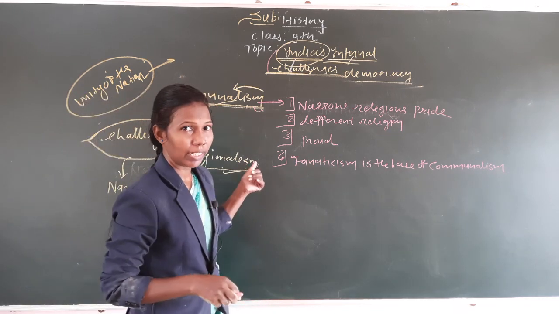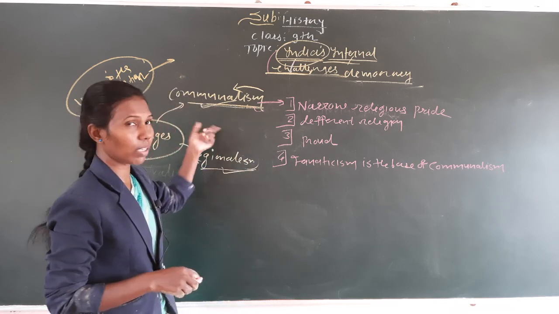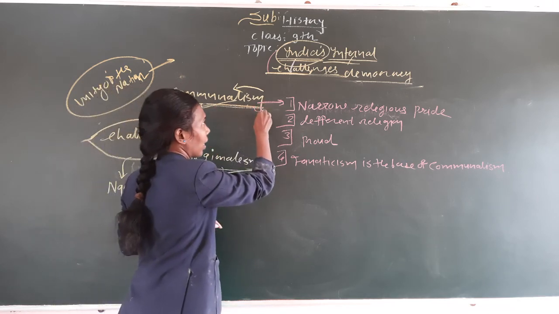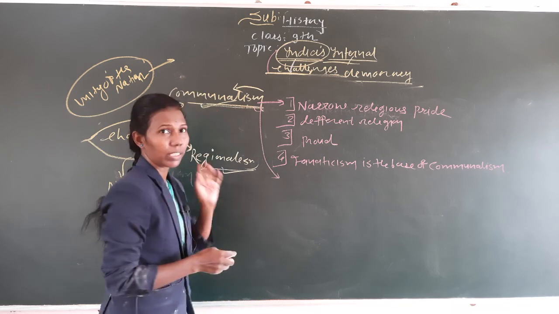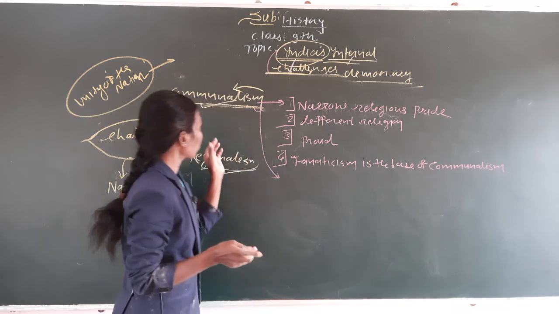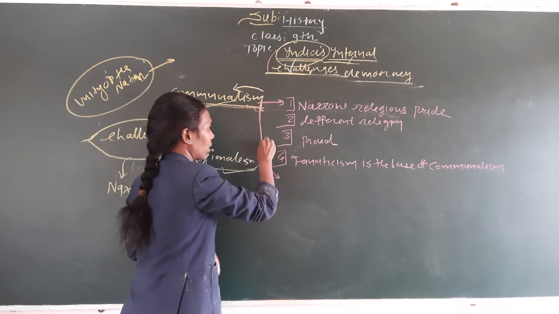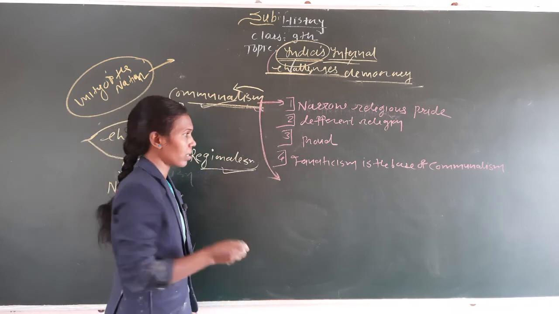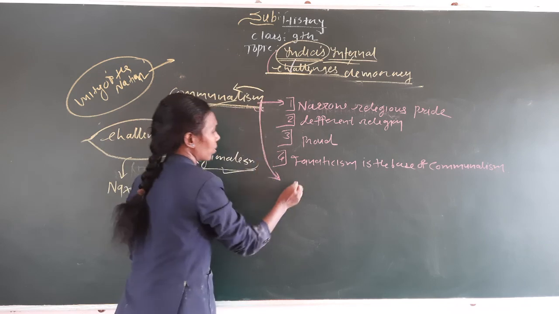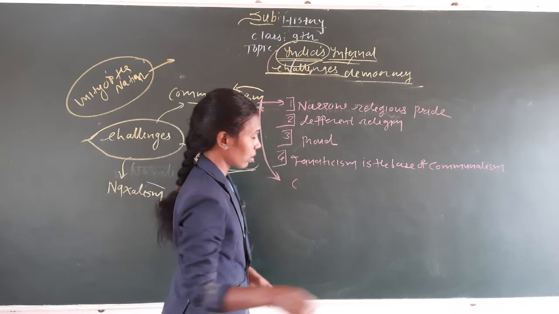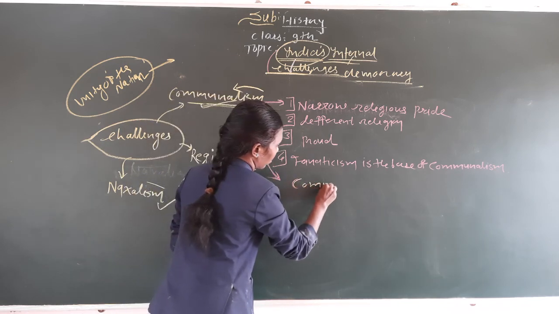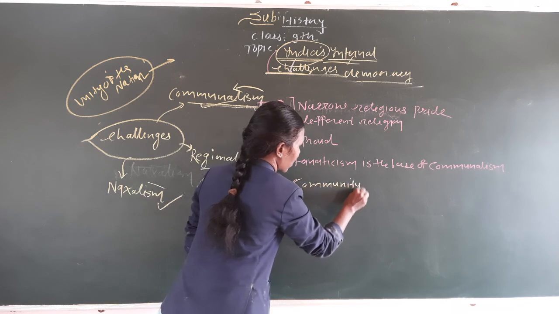We are getting the idea about what is known as communalism. While we learn about the challenges faced by Indian democracy, the first challenge is known as communalism. Two minutes ago we learned that communalism is known as the community.